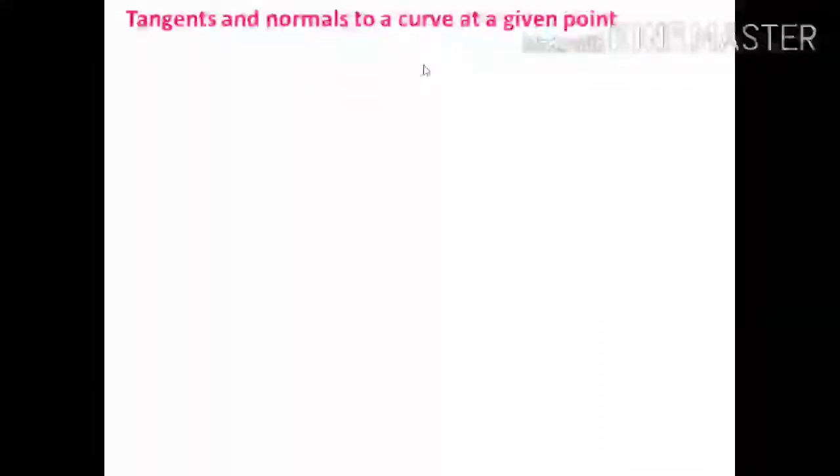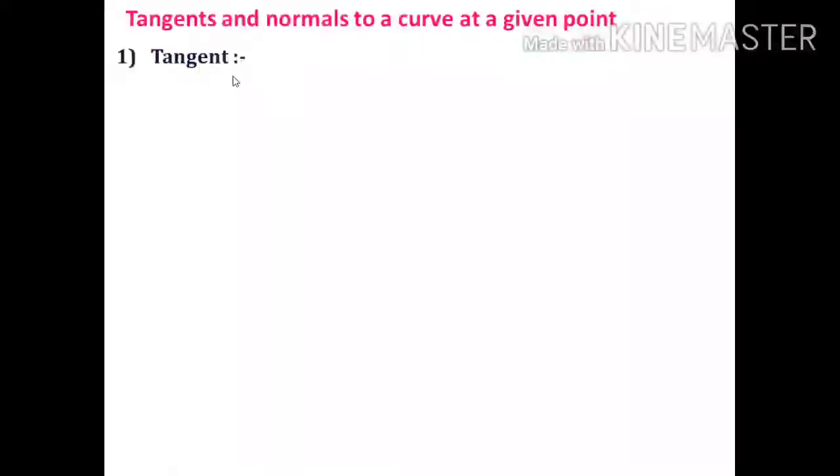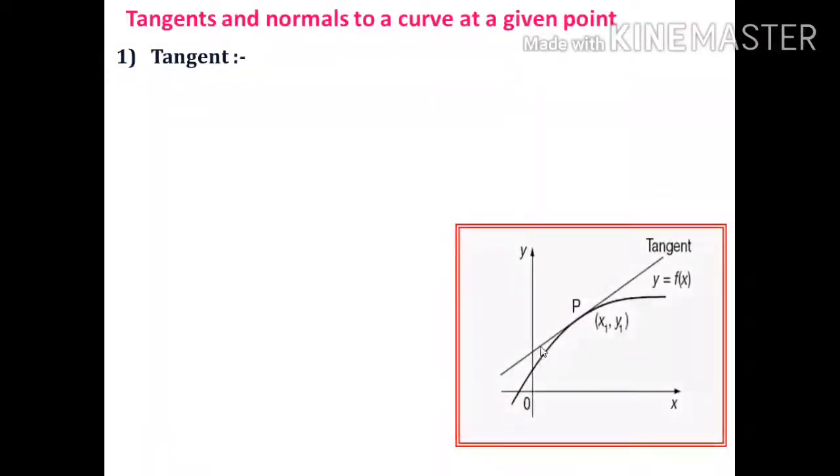Equation of tangent and normal to a curve at a given point. First, we find the equation of the tangent. Suppose a curve is given: the curve is y is equal to f(x). To find the equation of the tangent at a particular point P whose coordinates are (x1, y1).